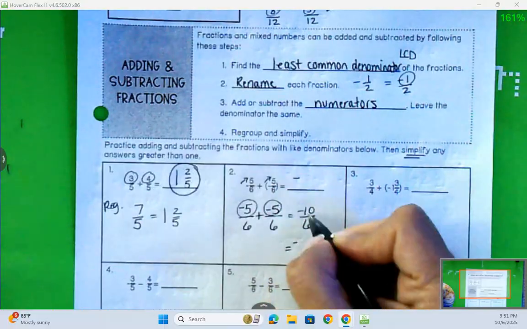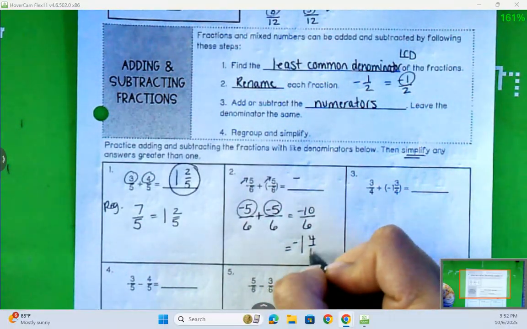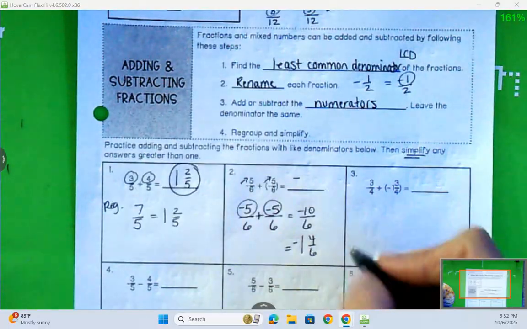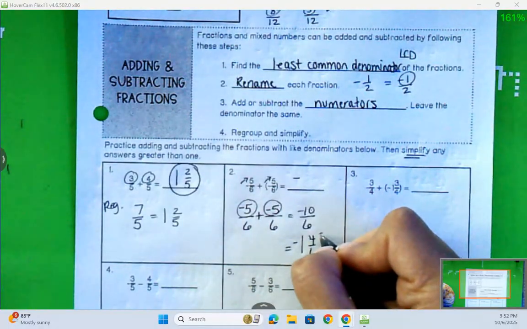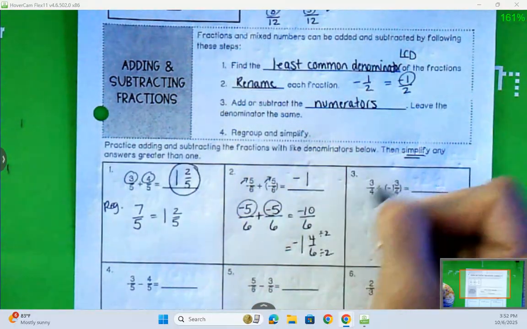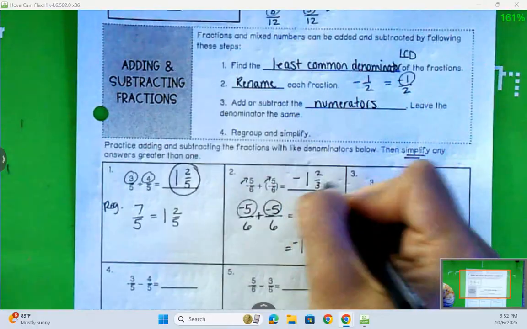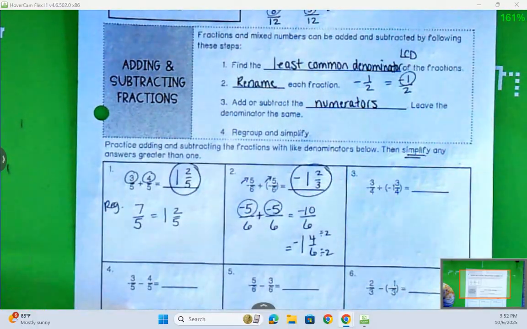And then we're going to rename this. 6 goes into 10 one whole time with 4 remainder. But remember, when you write your answer, 4 and 6 can both be divided by 2 to simplify it further. So our answer is 1, and 4 divided by 2 is 2, and 6 divided by 2 is 3. So our answer is negative 1 2/3.